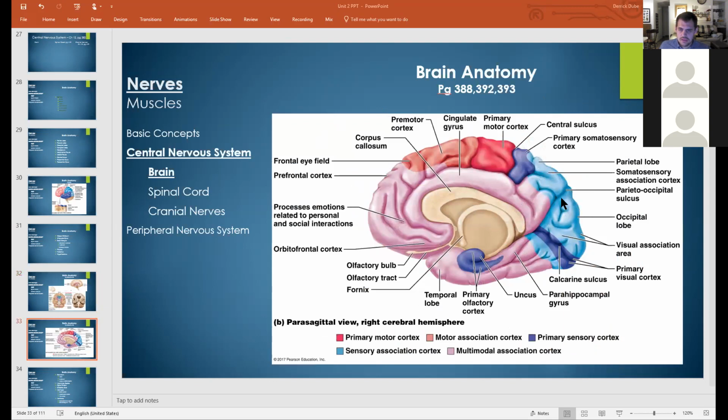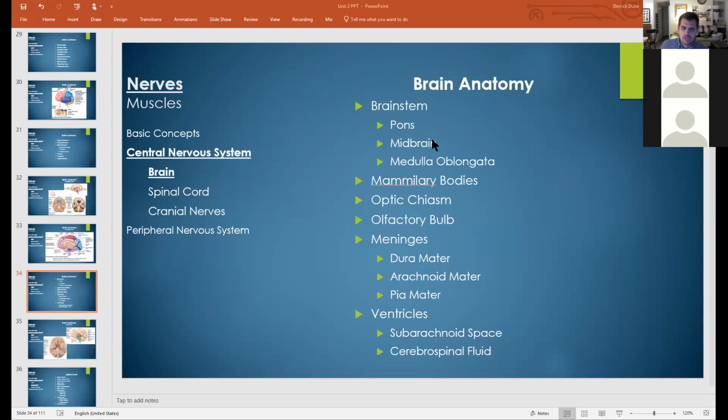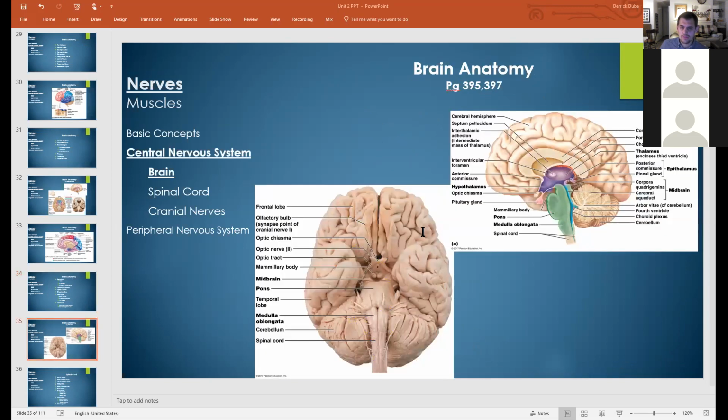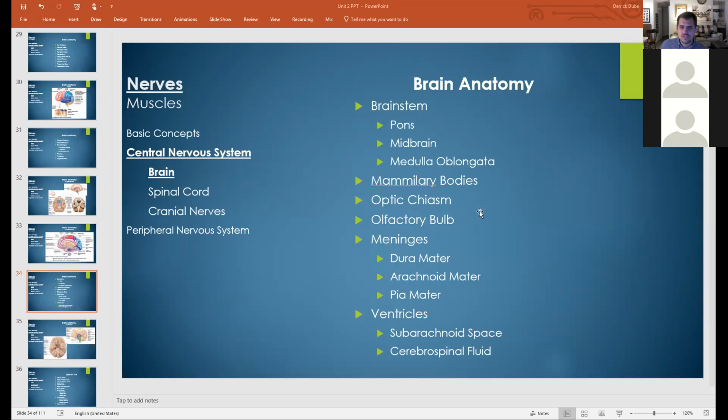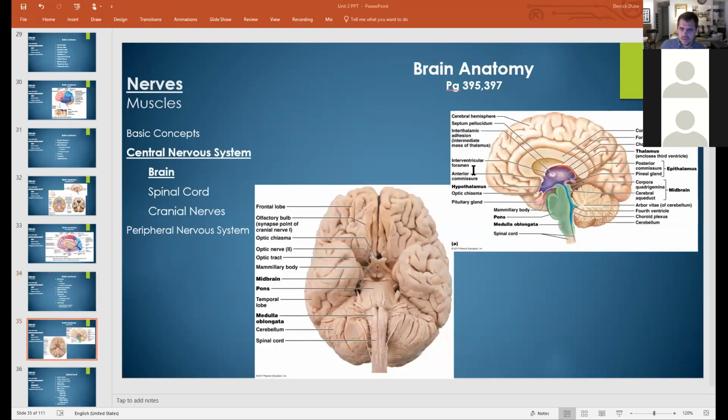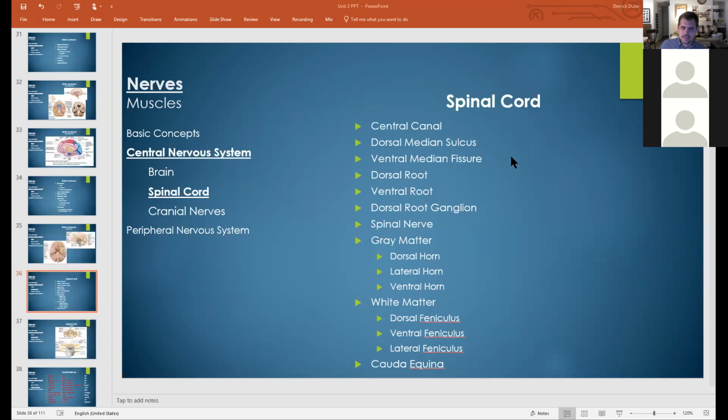More brain anatomy. As you're looking through these, just go through what's in my slides, and then look at the picture. If it has more information labeled in the picture than what's on the slides, great. Don't know it, don't worry about it. Okay.